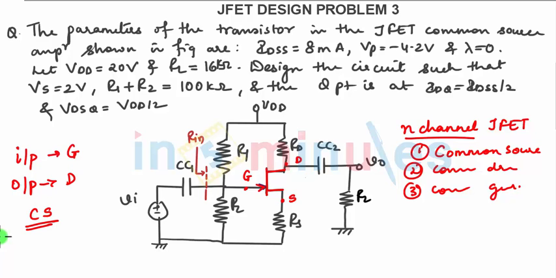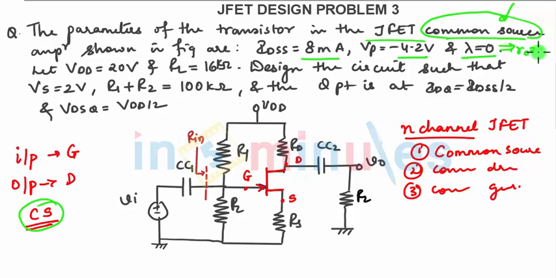Right, now what is given in the question? Let us see. The parameters of the transistor in the JFET common source. Even if we do not read common source, we have already found that it is a common source configuration, which might not be given in any problem coming in the paper. Now IDSS is given as 8 milliamperes, VP is given as minus 4.2 volts, and lambda equal to 0 implies that we need to consider the output resistance as infinite. Why? Your output resistance is 1 upon lambda into IDQ. Since lambda is 0, 1 upon 0 will be infinite.